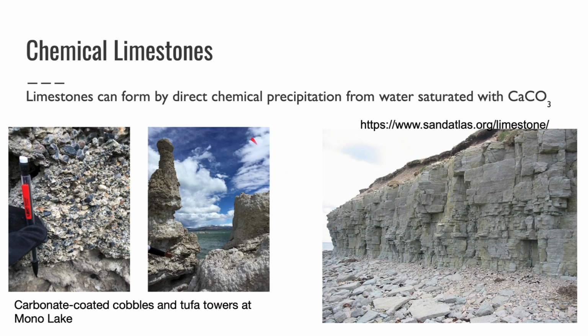Limestones can also form directly by chemical precipitation. So here you're just seeing sort of like a lime mud. These are pictures that I took at Mono Lake in California, which is a hyperalkaline lake. Because it's hyperalkaline, carbonate forms abiotically here. So here you see pebbles from a fluvial input that are just cemented together by carbonate. These are tufa towers. So these are carbonates that form by supersaturation along the shorelines.